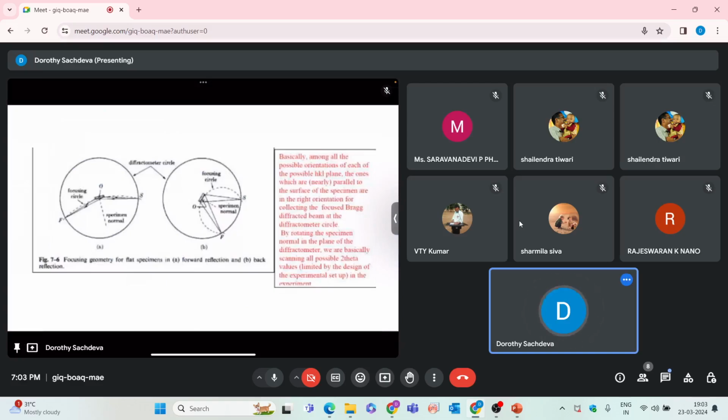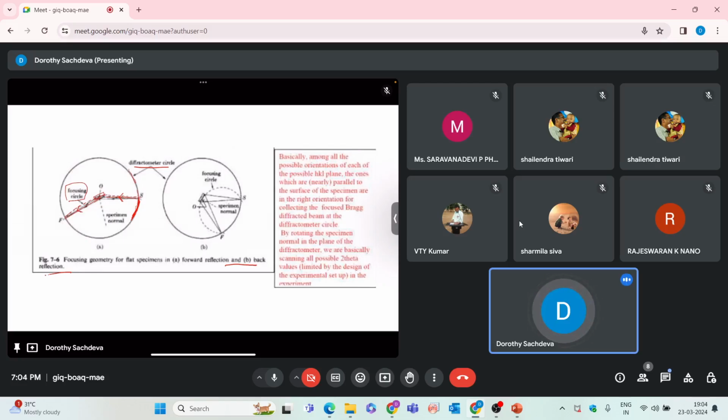So the next one is your focusing geometry for flat specimens in the forward reflection and in the back reflection. So basically, in your forward reflection, your incident beam, similar to the previous one, this will be your sample. So your incident beam will be like this, and it will get reflected back to point F dash. So this complete circle will form your focusing circle, and this whole will be your diffractometer circle. The diffractometer circle and your focusing circle are two different things. Just keep these things in mind.